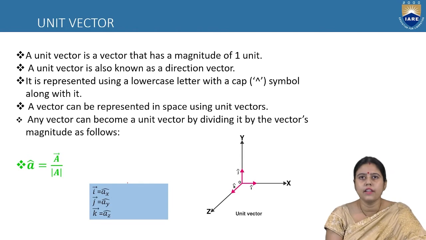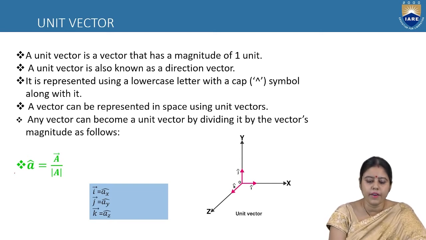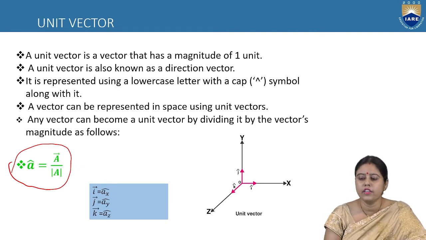Something moving in the x direction is ax. Next is ay, for something moving in the y direction, and az, for something moving in the z direction. We can write the unit vector as A hat equals A divided by mod of A. That is, we write a unit vector as the total vector divided by its magnitude.